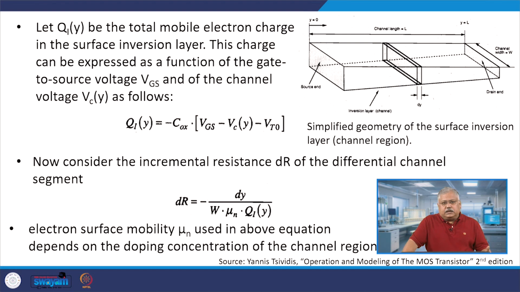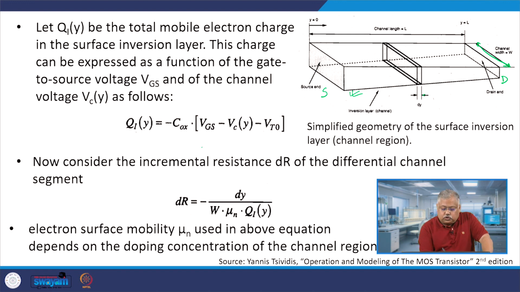Now let us assume that the total mobile charge in the surface inversion layer is given by this formula. What I am trying to find out is this surface inversion layer. This is the source end and this is the drain end. As you move from source to drain, it is tapering out, and that is what is happening actually. This is the channel width, the third dimension I was talking about, and I try to find out within a region dy how much mobile charge per unit area is there, and that can be expressed as a function of the gate to source voltage.